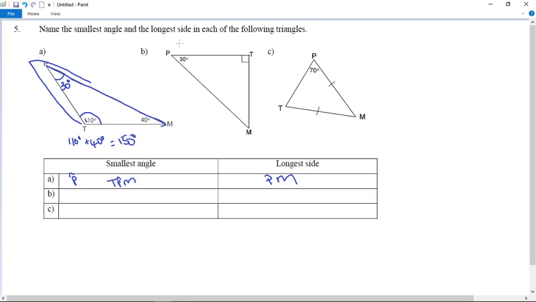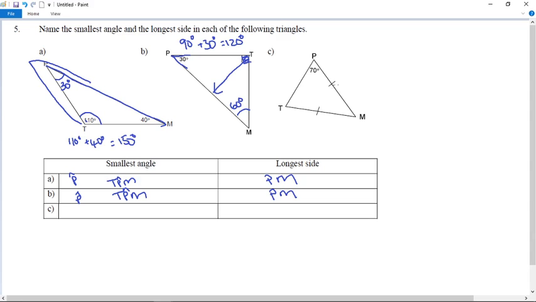Now in this triangle, here is a right angle. Here is a 30-degree angle. So 90 degrees plus 30 degrees is 120 degrees, and we know the angle sum of a triangle is 180 degrees. That means this angle here must be 60 degrees. So the smallest angle is this one over here. So it is TPM, or you could say angle P if you preferred. Now, which is the longest side? 30 degrees, 60 degrees, 90 degrees. 90 degrees is the largest angle. So what is opposite from here? Side PM is the longest side here as well.